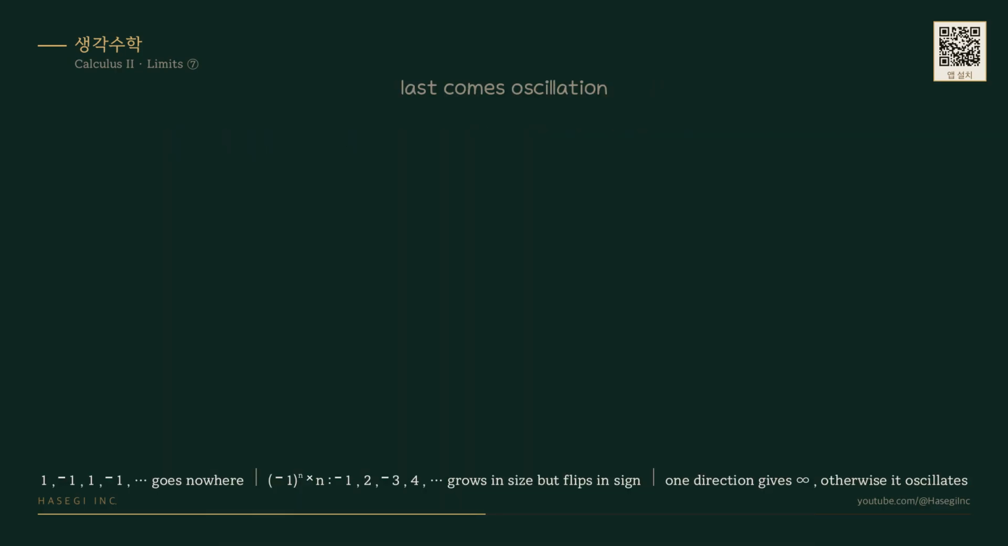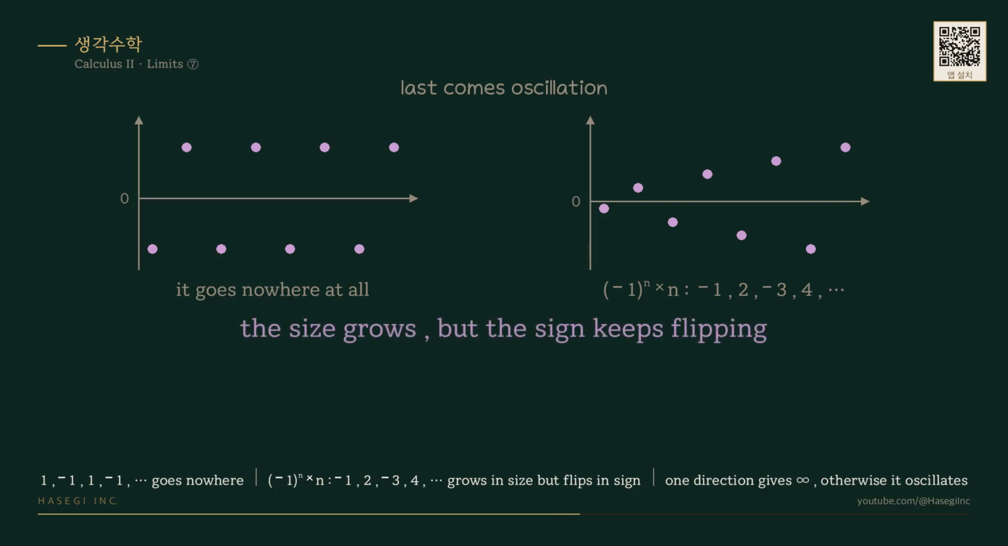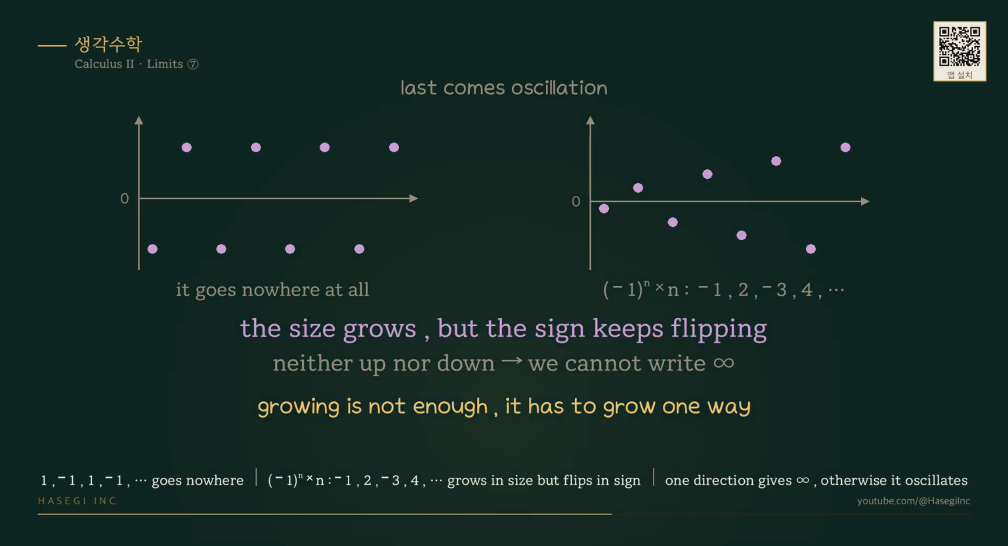Last comes oscillation. 1, minus 1, 1, minus 1 goes nowhere at all. And here is the example that catches people out. Minus 1 to the n times n. It runs minus 1, 2, minus 3, 4. The size keeps growing, but the sign keeps flipping. It goes neither up nor down, so we cannot write infinity. Growing is not enough. It has to grow one way.